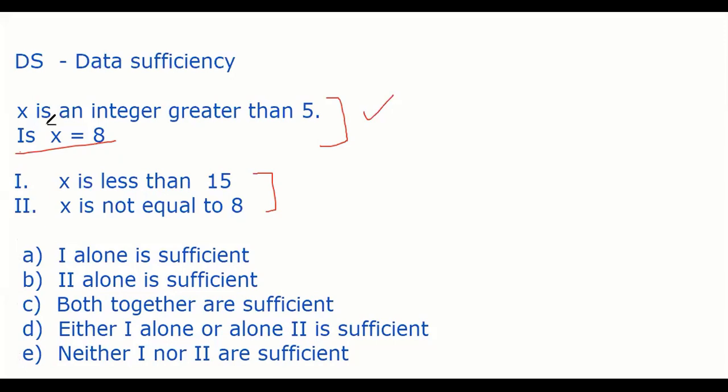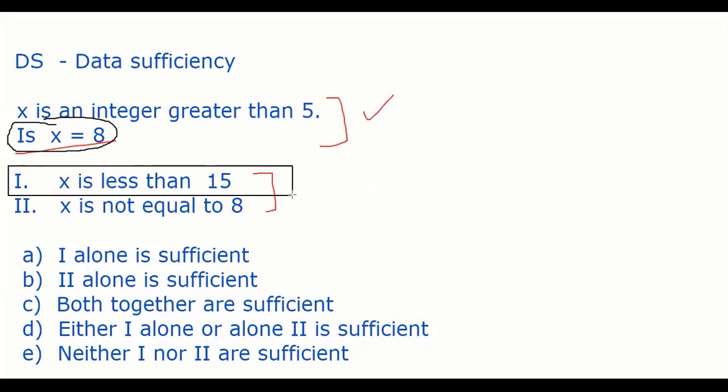Our objective is to find out whether we can say if x is equal to 8 or not. That is the objective. Nothing else. Whether x is equal to 8 or not, can we find out or not? So first of all, we'll talk only about statement 1. We'll not worry about the second at all. Statement 1 says x is less than 15. We know x is less than 15, and the question already said x is an integer greater than 5. From this information, can we find out whether x is equal to 8 or not? We cannot find out. Why?